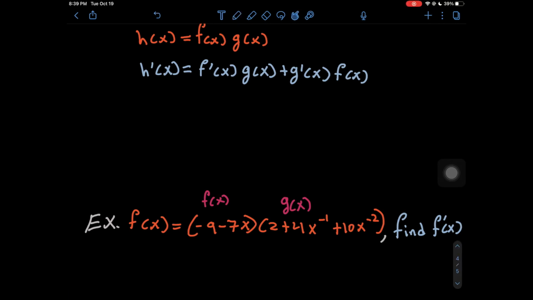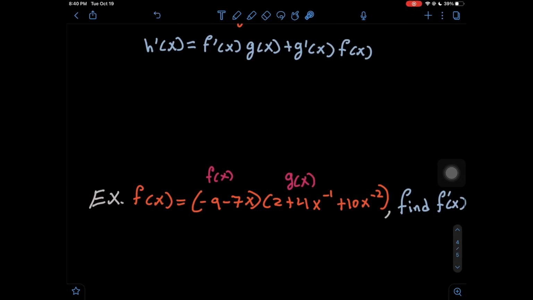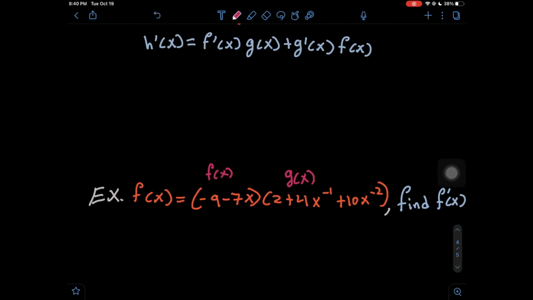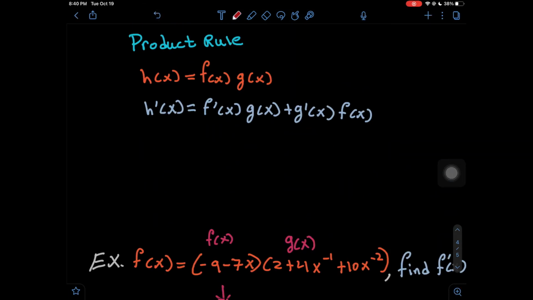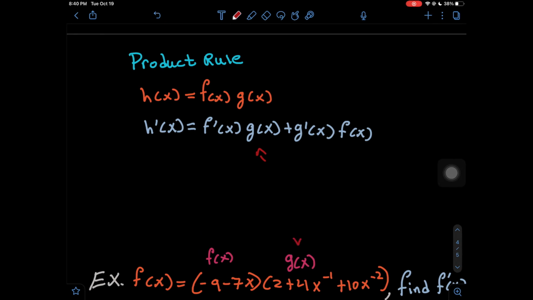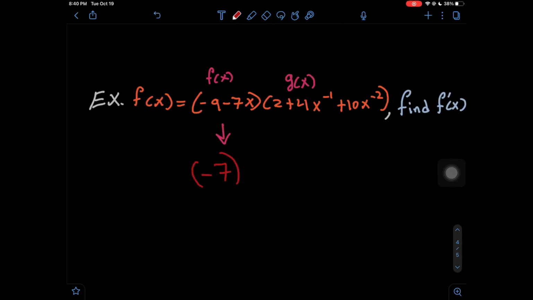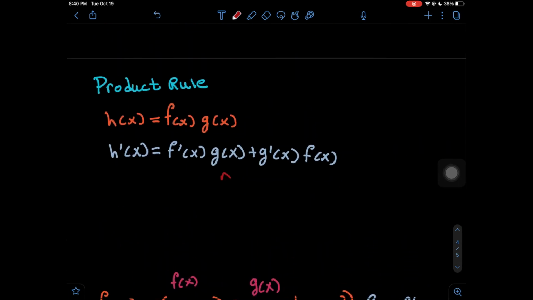So we're going to try to match the h prime of x equation in our base equations for the product rule. So now we're going to take the derivative of our f of x, which is just negative 7, and we're going to be doing derivatives in a separate video. Now we're just going to write the g of x equation and multiply that by our f prime of x, which is negative 7. So we multiply by 2 plus 4x to the power of negative 1 plus 10x to the power of negative 2.